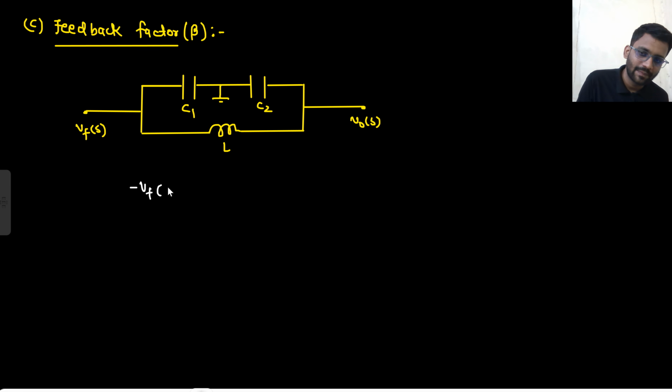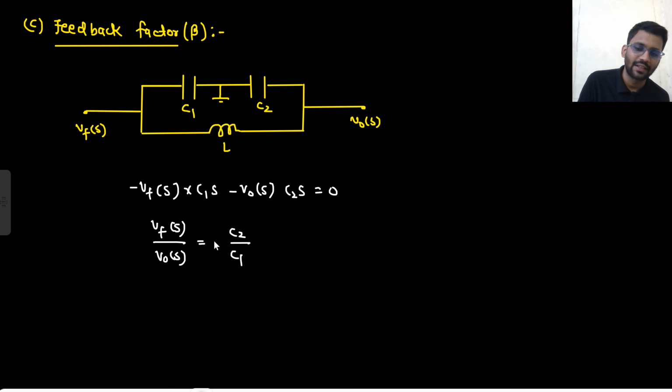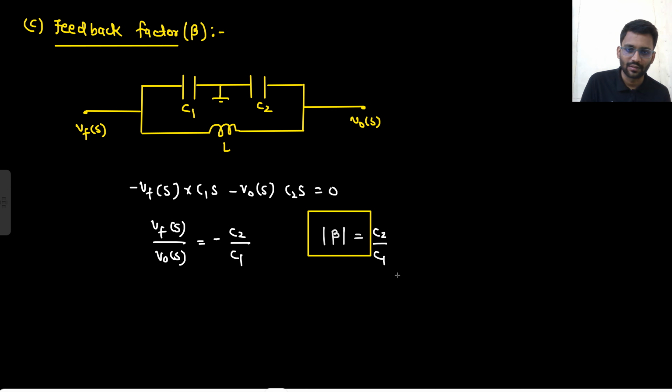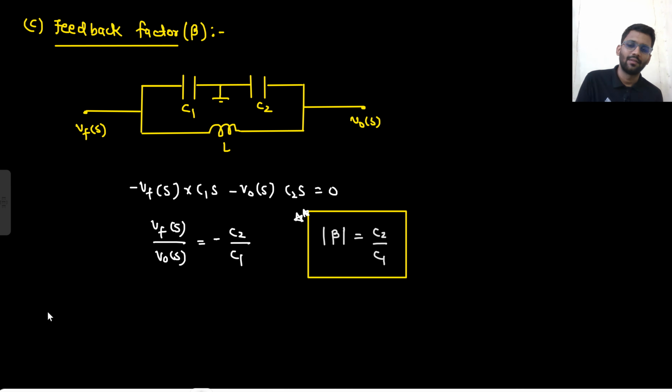Minus VFS into C1S minus V0S into C2S is equal to 0. So what will be your VFS by V0S? That would be C2 by C1, and the minus sign is also there. So the magnitude of the feedback factor would be C2 by C1. That's it. So this is the feedback factor beta.